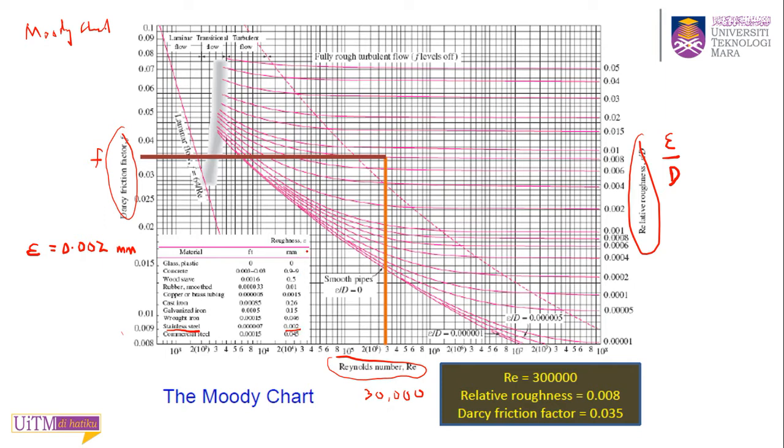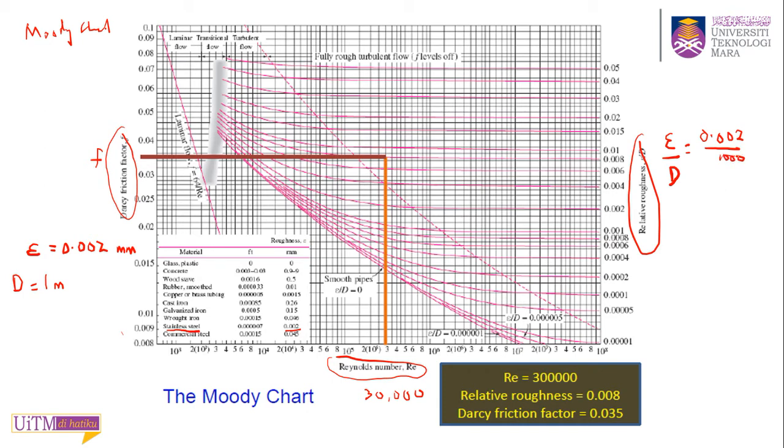Normally they will give you the diameter of the pipe. Let's say the diameter of the pipe is 1 meter. So you can calculate the relative roughness using this equation. Your roughness of the pipe is 0.002 millimeter, so you need to change this to meter: 0.002 divided by 1000.